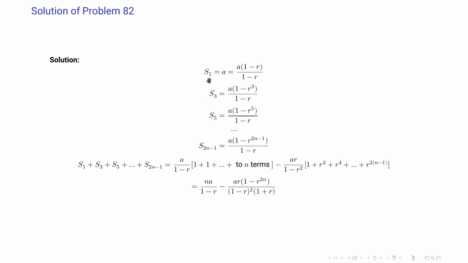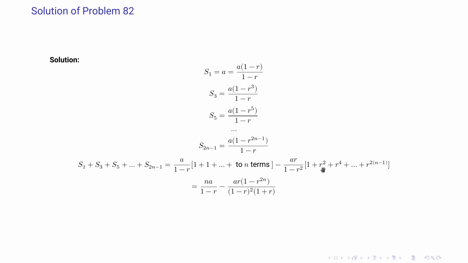So here the first term is the same as the previous problem. S3 would be A into (1 minus R cubed) by (1 minus R). S5 would be A into (1 minus R to the power 5) by (1 minus R). And S(2n minus 1) would be A into (1 minus R to the power 2n minus 1) by (1 minus R). So everything else remains the same. What changes is over here. The geometric series now is 1 plus R square plus R to the power 4 up to R to the power 2n minus 2.